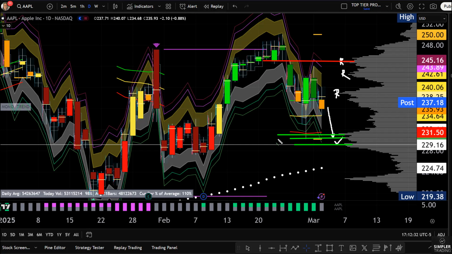Now, volume ledges, these volume profile price levels, are usually not levels that most traders are looking at, because most of them are looking at time or date-based volume, or they're not thinking about volume at all.